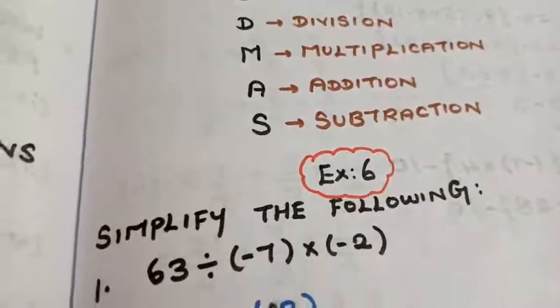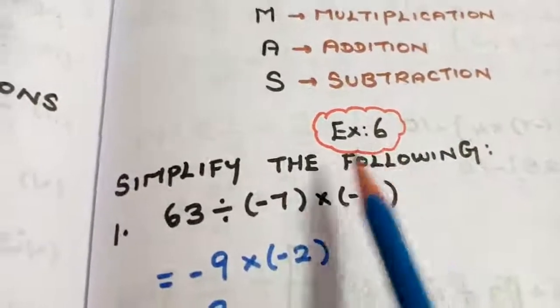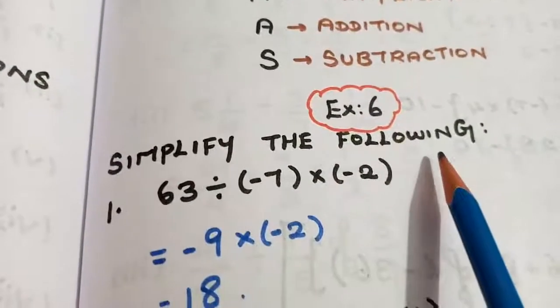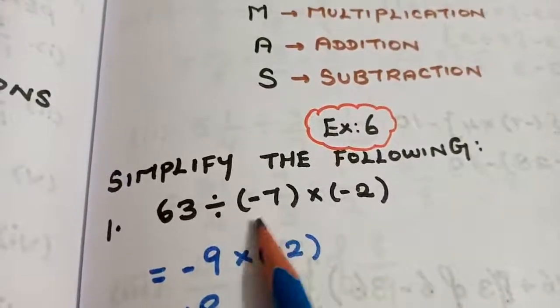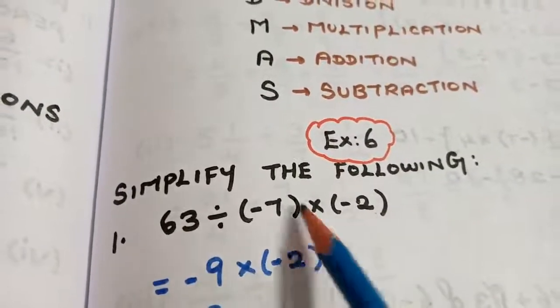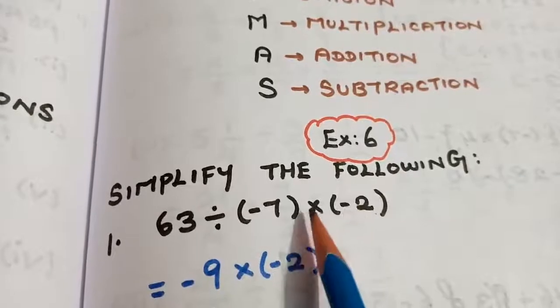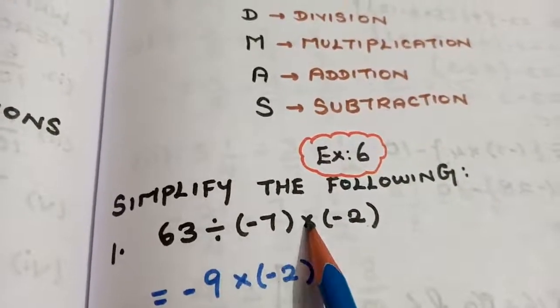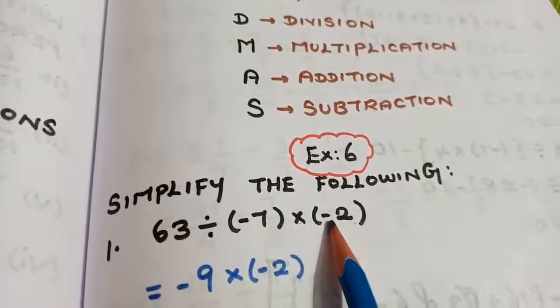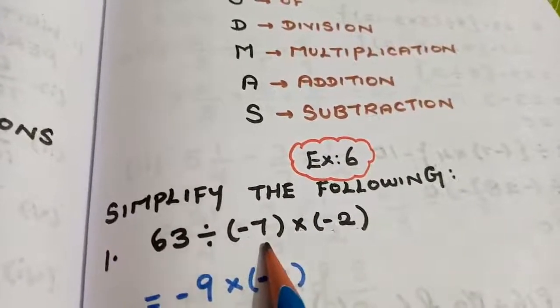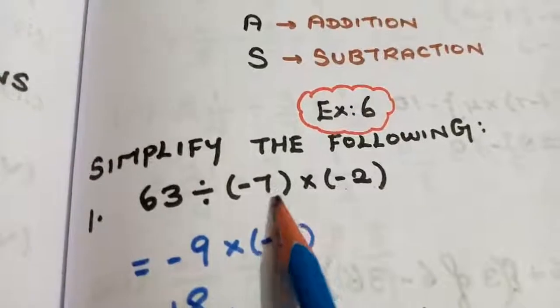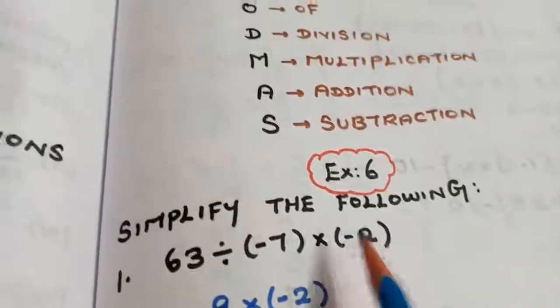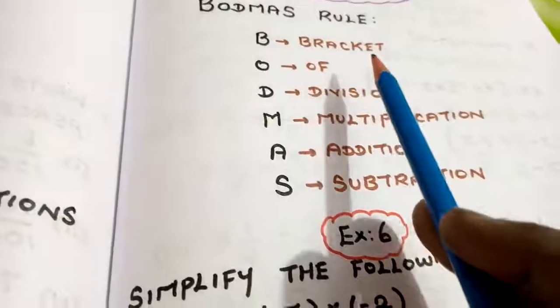Now we are going to start with exercise 6. Simplify the following. If you look at the question here, students, what are all the signs you have? Division, subtraction, multiplication and subtraction. You have a bracket, but you have to be very careful. If you have a bracket, according to the rule, first you have to give importance to the bracket.